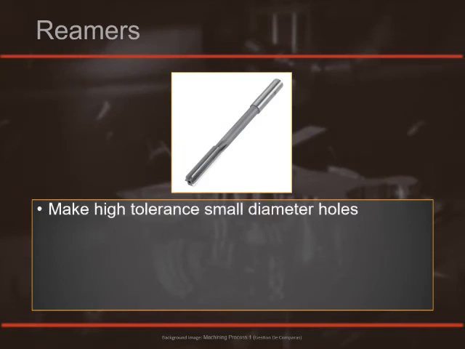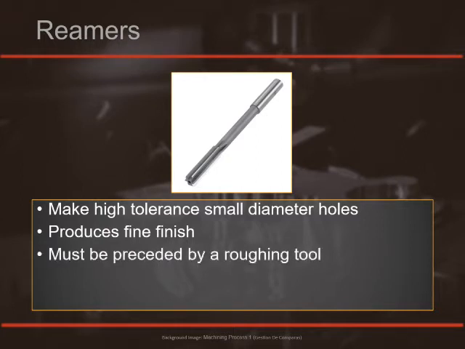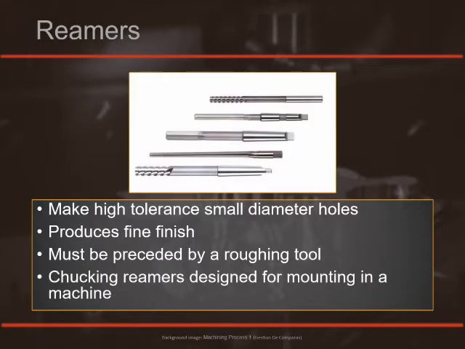They make a high tolerance hole that is small in diameter in general. They produce a superior finish to a drill, and must be preceded by a roughing tool, which is typically a drill. There are a variety of styles of reamer. The one on the very bottom is called a Morris taper and is designed to go in the tailstock of a lathe. The reamer above it is a hand reamer with a square post on the back to go into a handle.